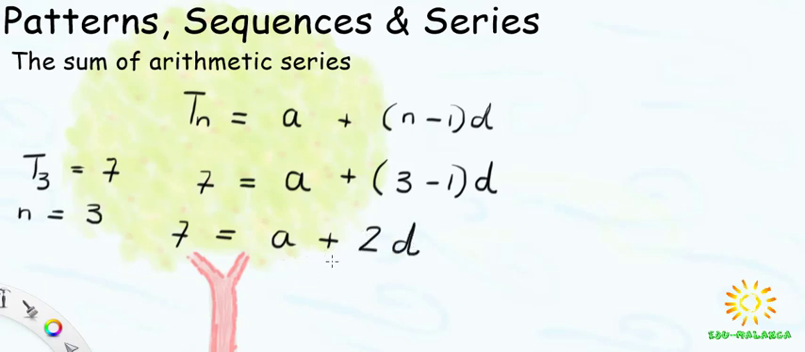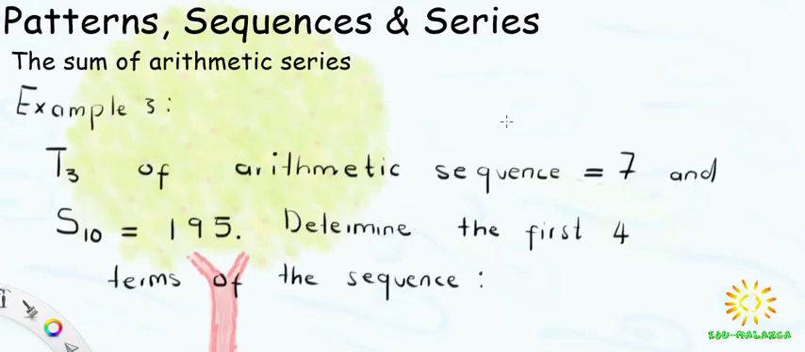Let's make a the subject of the equation by moving the 2d from this side of the equation to the other side. That means the sign is going to have to change. So we're going to have that a is equal to 7 minus 2d. We're going to call this equation that we've come up with equation number 1. Let's come back now to our question.